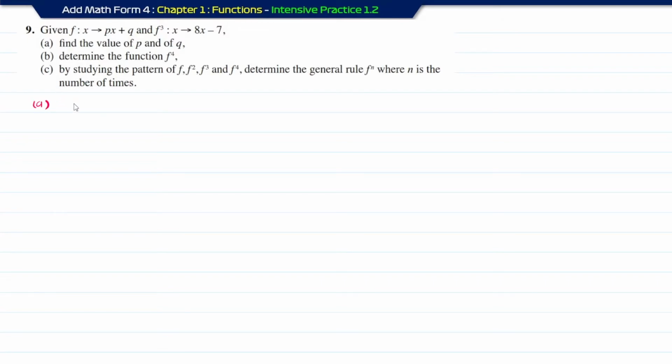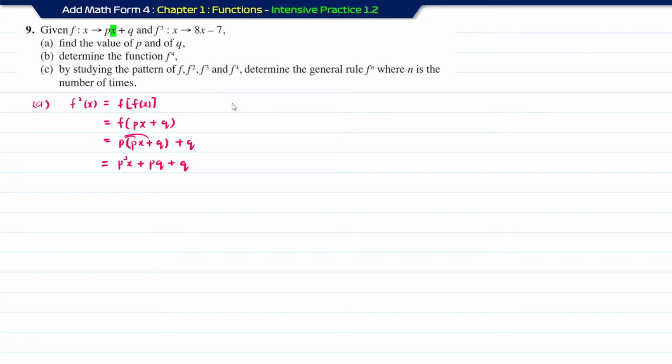So for part A here, we're going to start by finding the f square first. f square is formed when you insert the function f into the function f. The function f here is given as px plus q. So this is the one that we're going to insert into the x in our function f. Therefore, you're going to have p(px plus q) plus q. For this part, you're going to expand it. Then you're going to have p square x plus pq plus q. So this is the f square.